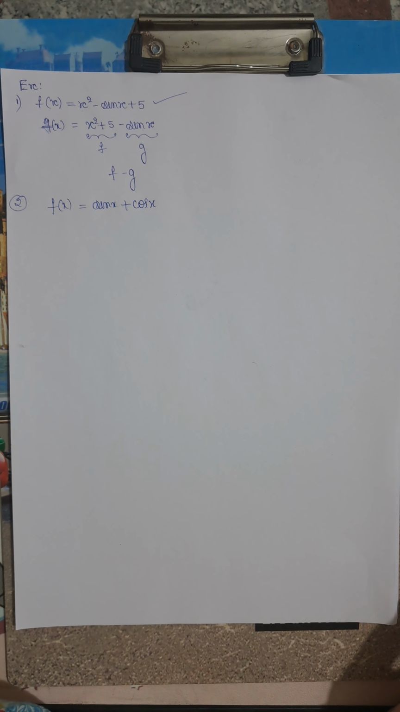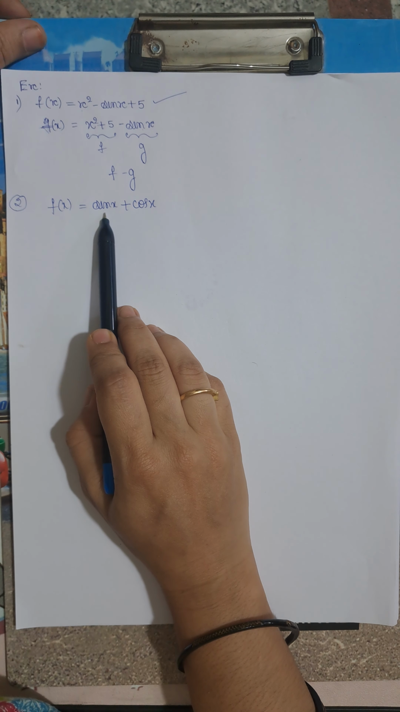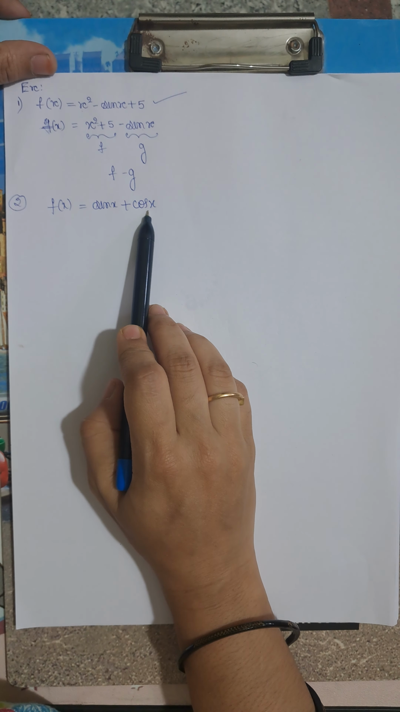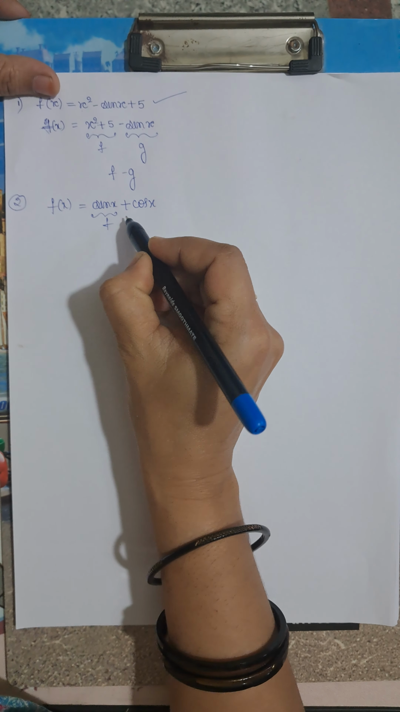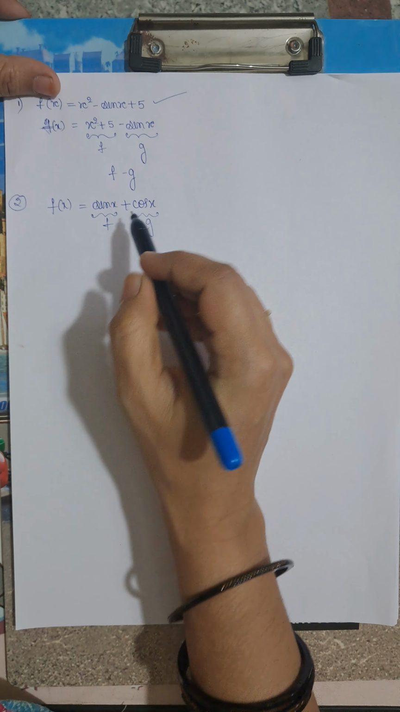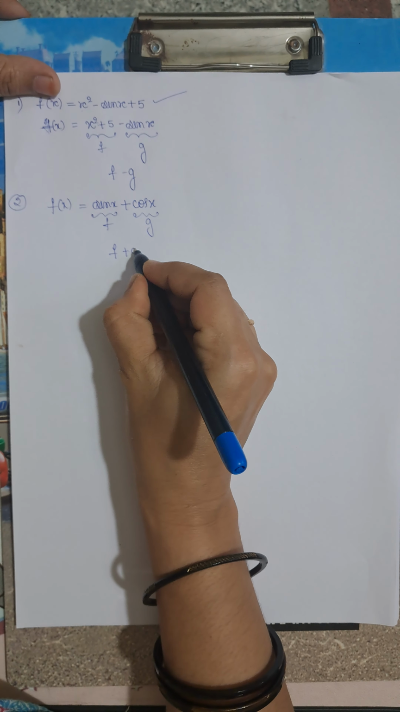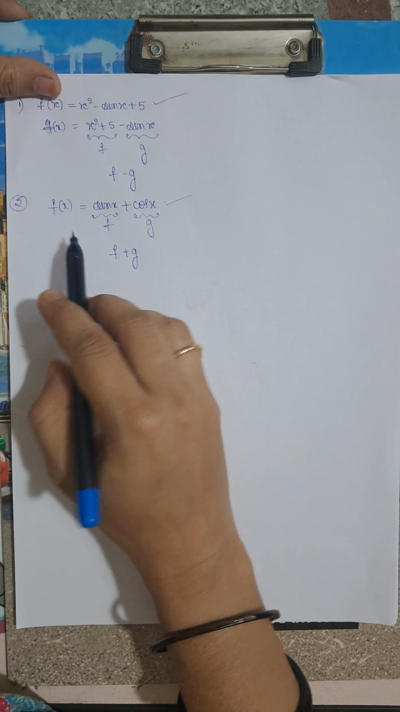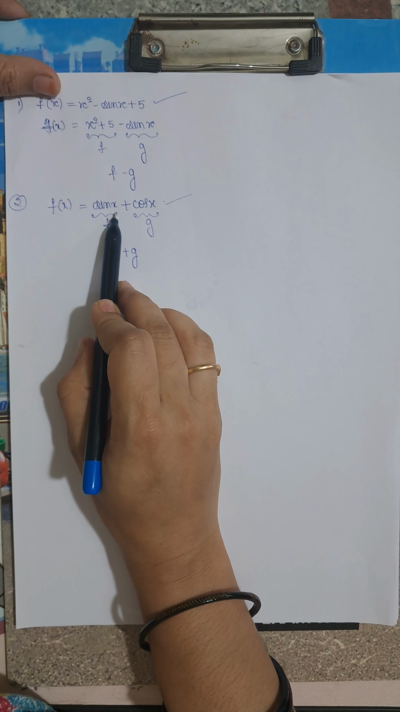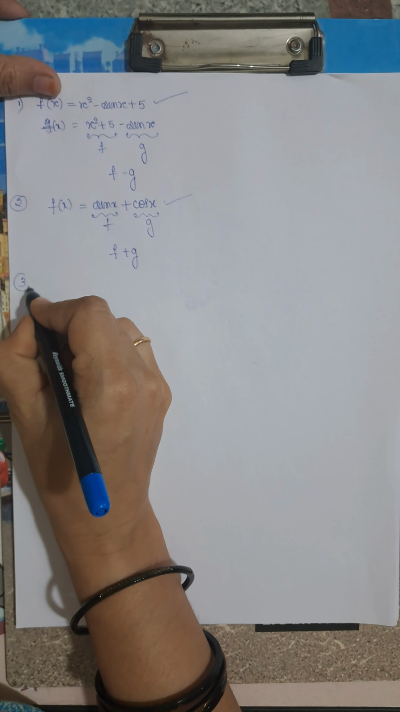The second one, f of x is equal to sin x plus cos x. We can clearly see sin x is a trigonometric function which is continuous. Even cos x is also continuous. If you consider sin x as f and cos x as g, and f is continuous and g is continuous, then f plus g will also be a continuous function. From this we can say even the second function f of x is equal to sin x plus cos x is also a continuous function. We'll consider the next example.